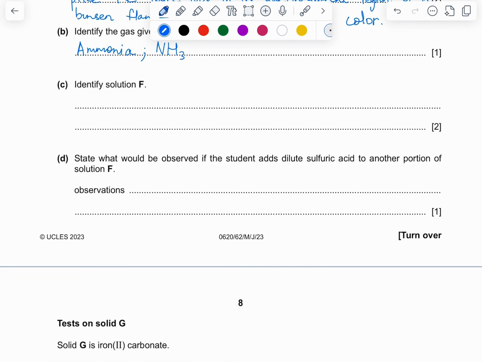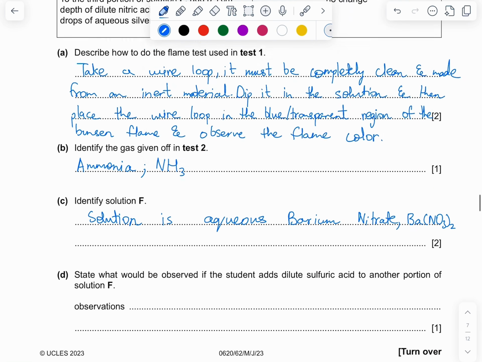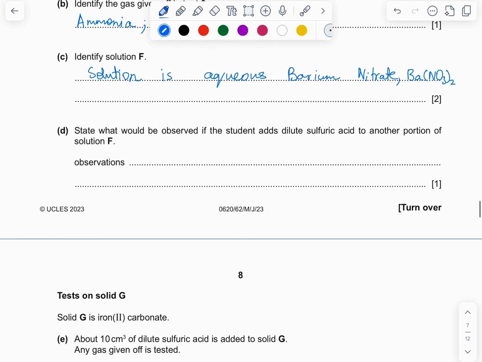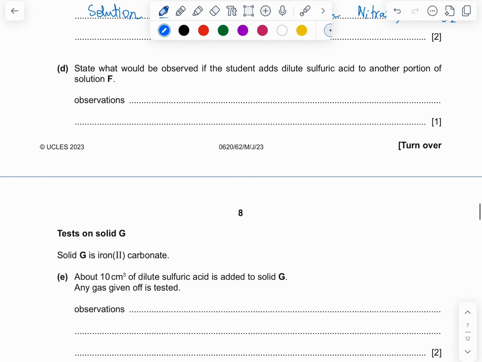Identify the solution. The solution is aqueous barium nitrate, Ba(NO3)2, because that is the formula, right? Ba(NO3)2. Next question.